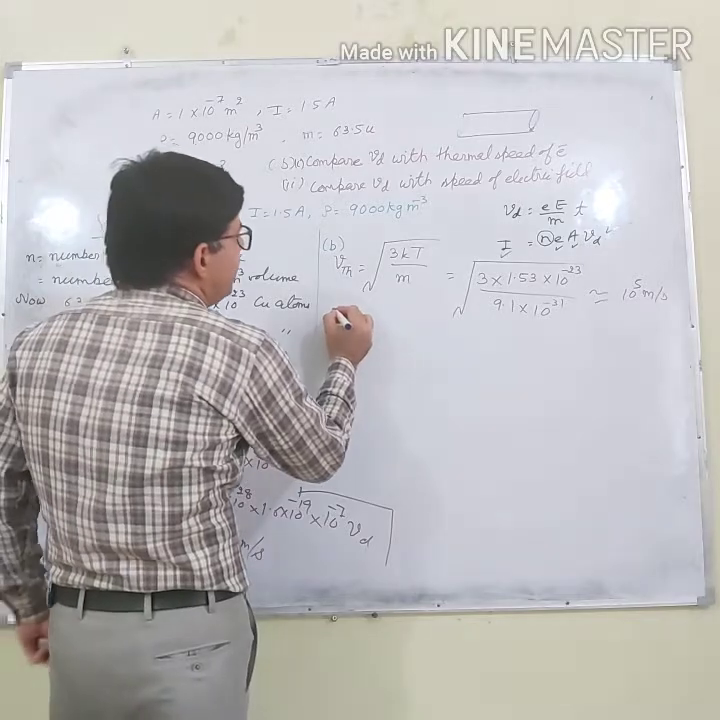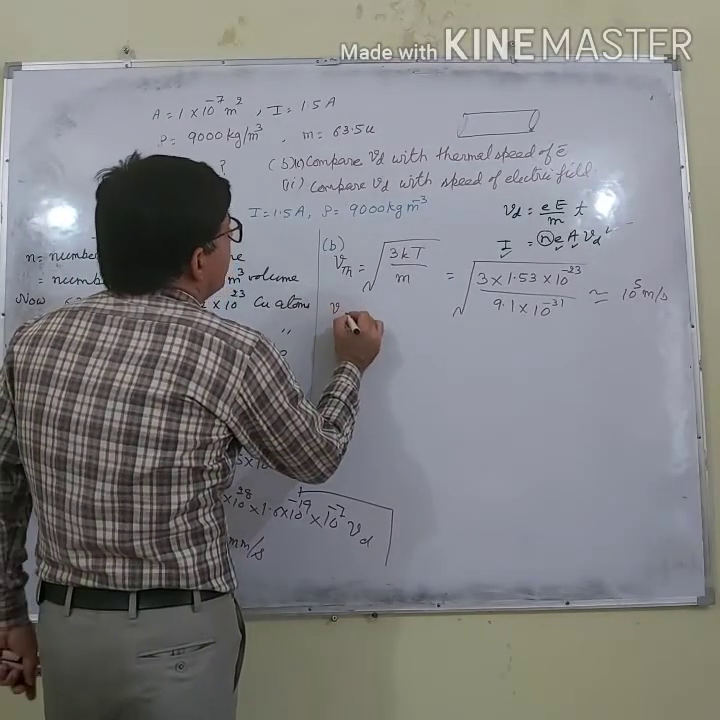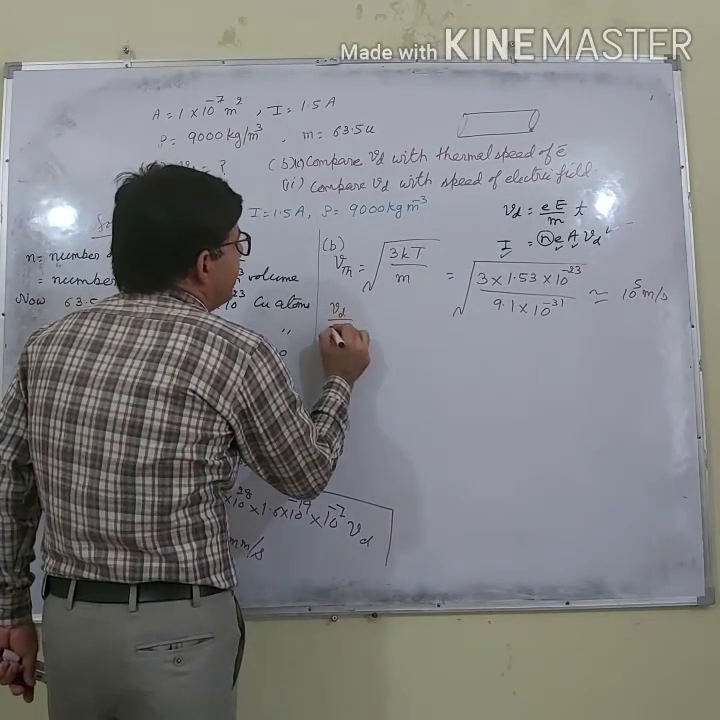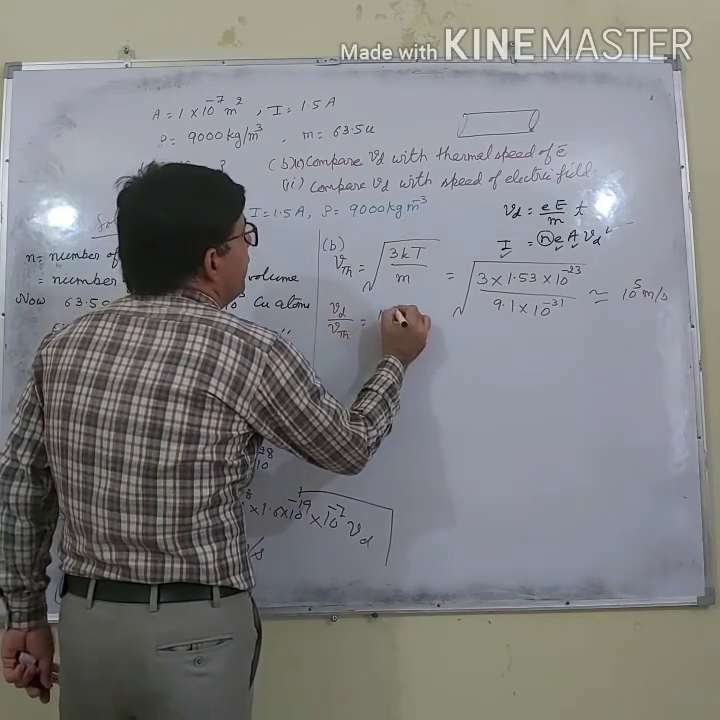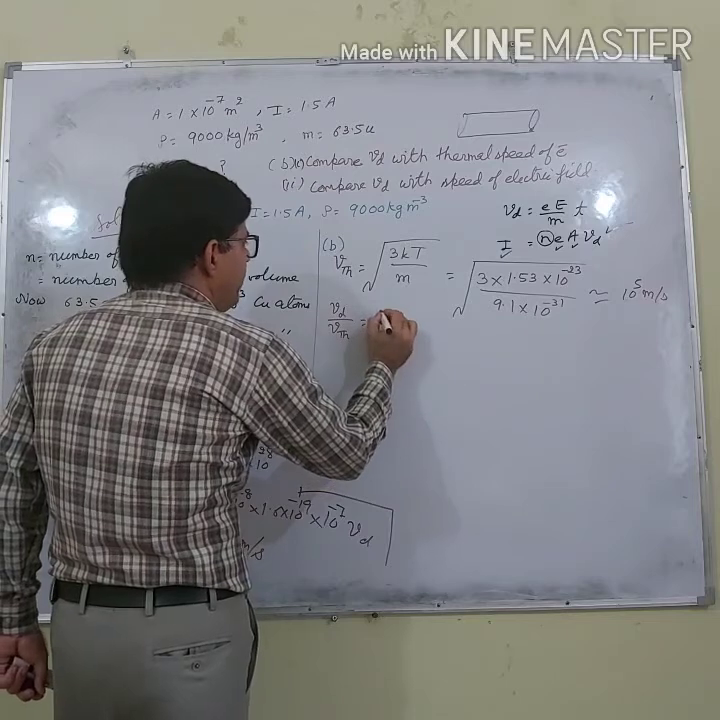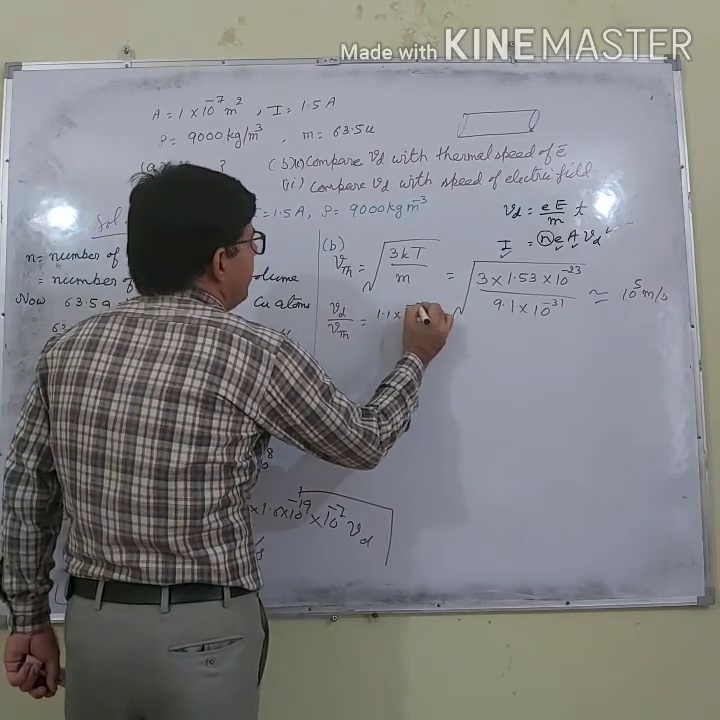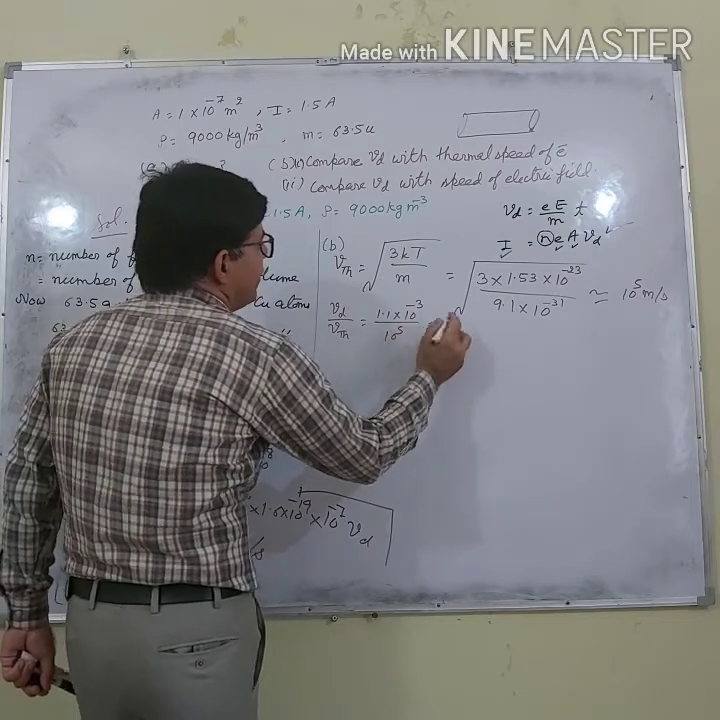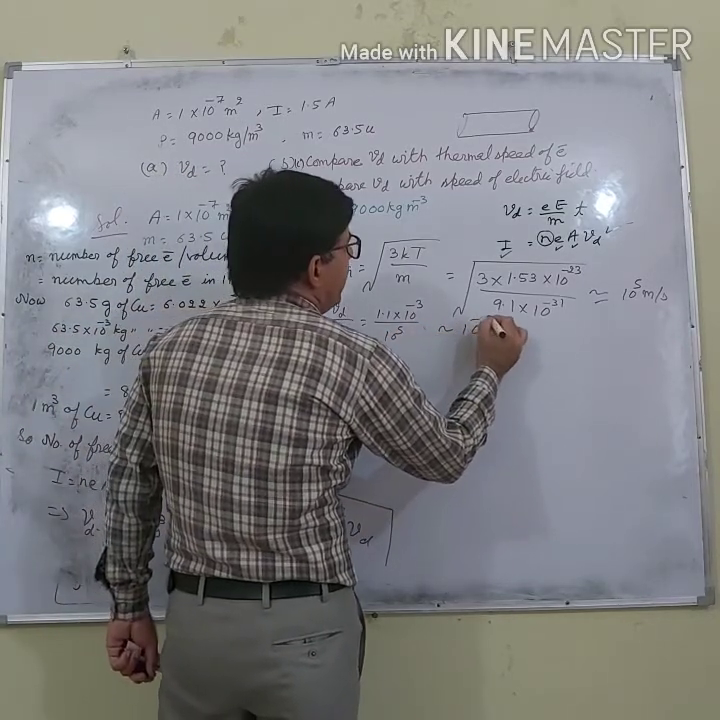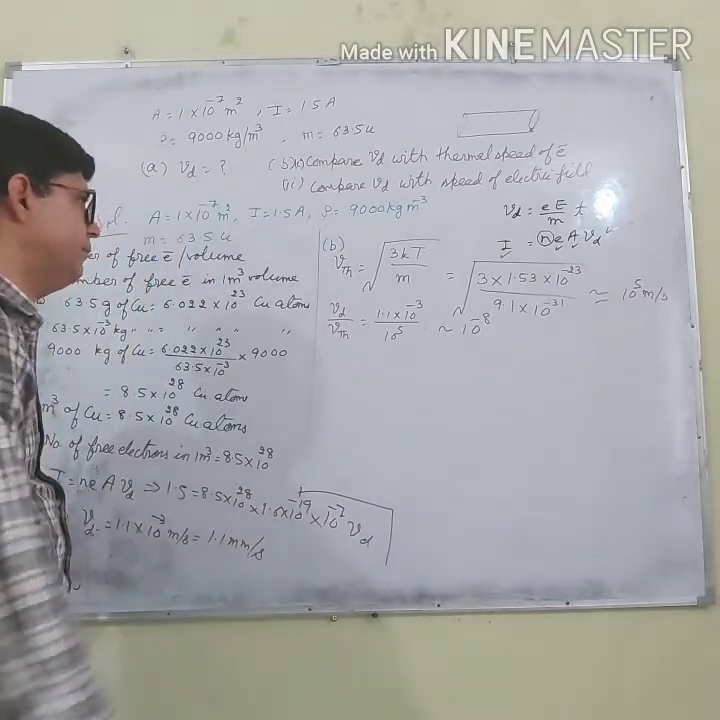So what is the ratio of drift velocity and the thermal velocity? It is 1.1 into 10 to the power minus 3, and here 10 to the power 5. It is approximately 10 to the power minus 8.